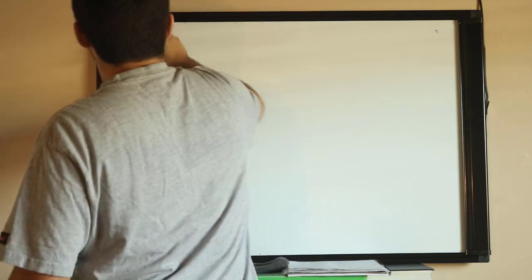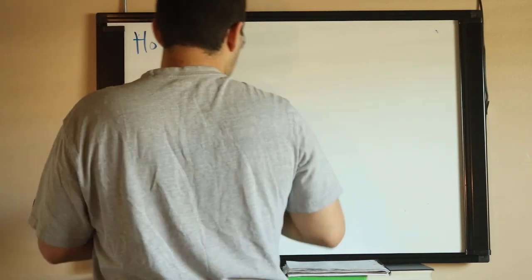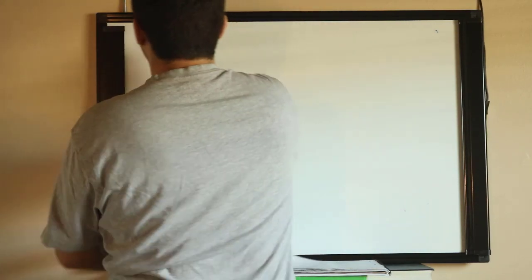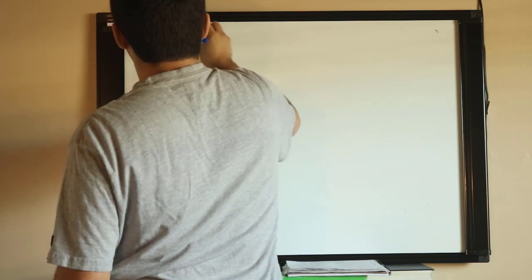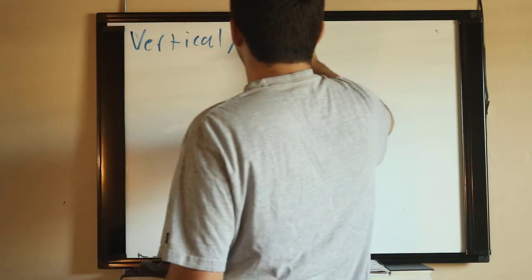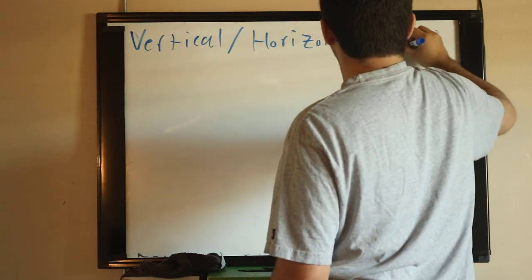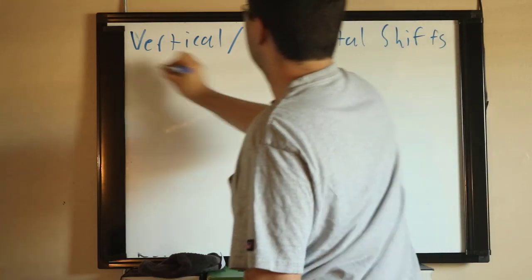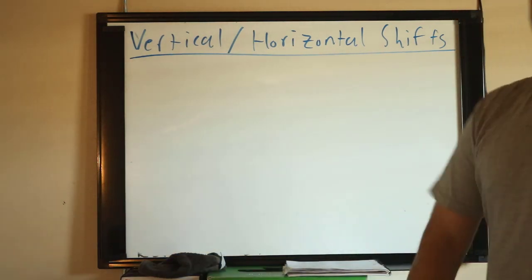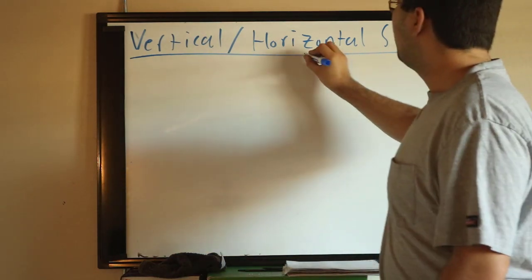So rigid translations start first with horizontal. Let's actually start with vertical and horizontal shifts. So let's discuss these, vertical and horizontal shifts. Alright?